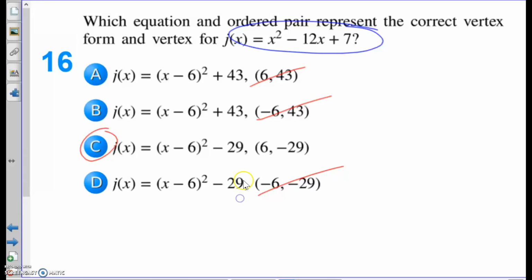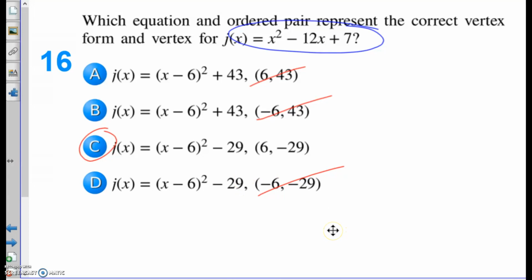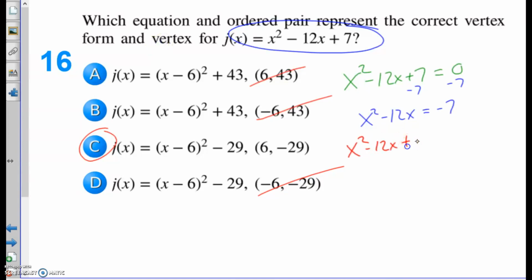Now, how do we do this if it's not a multiple choice question? How do we do it algebraically? What if it's a part 2? Well, what we do is we first set the equation equal to 0, and then we do the process of completing the square, but not all the way. The first step in completing the square is move the constant. So move that to the other side. So minus 12x equals negative 7. Then we add something on both sides.